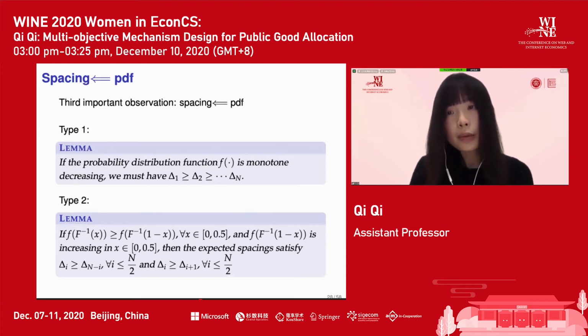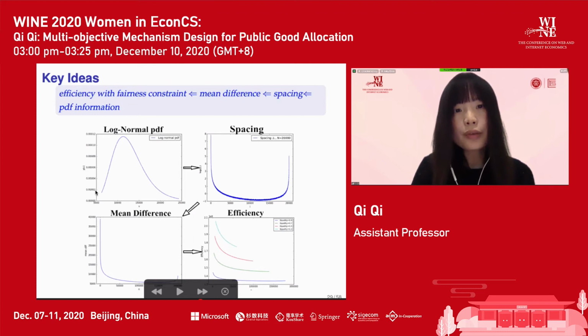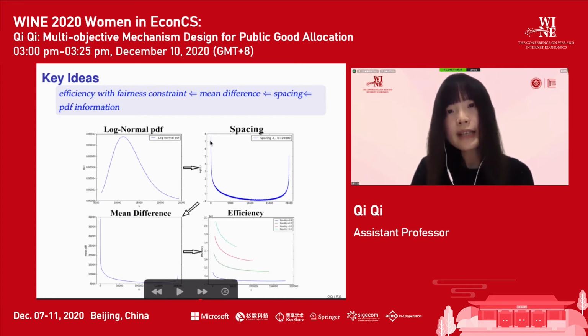After this, we find the spacing and its relationship with the distribution function. This is the whole picture of the key ideas of the technical part. First, the PDF of the value distribution is tightly related to the spacing. And from the spacing, we can find the mean difference. And the mean difference can represent the efficiency.